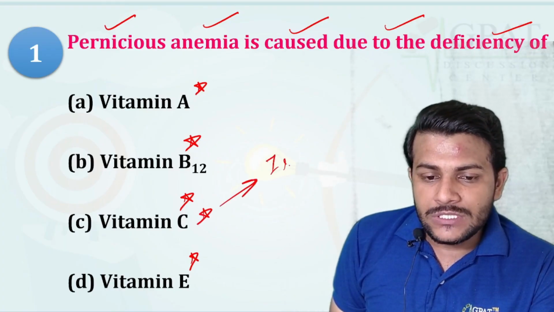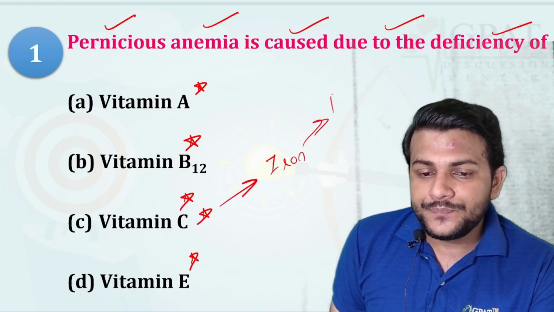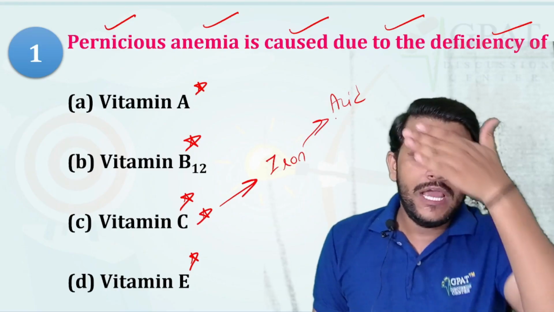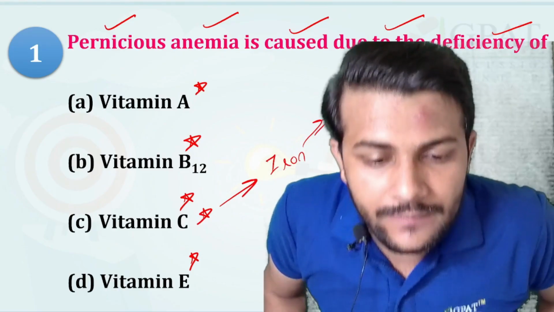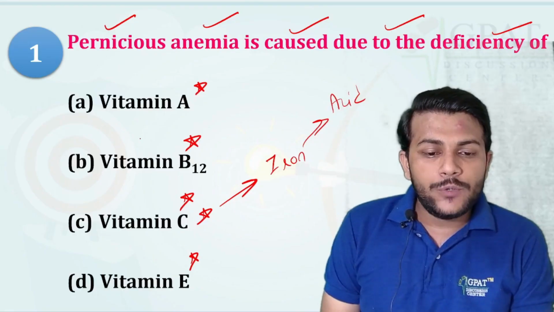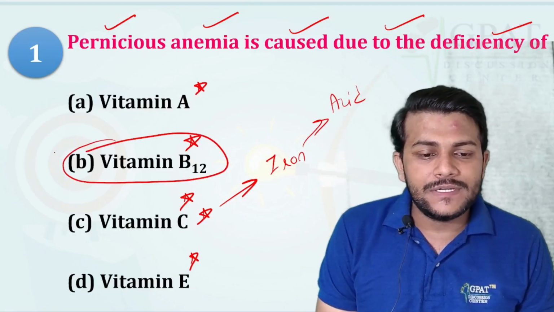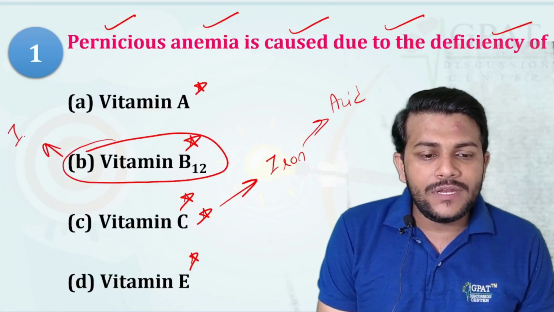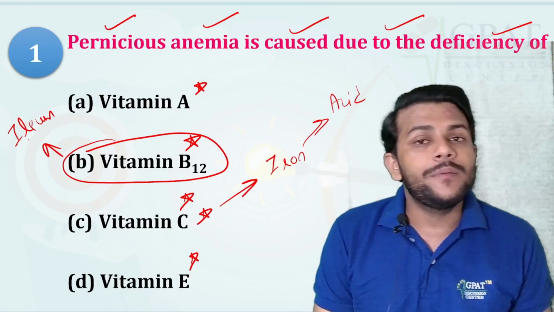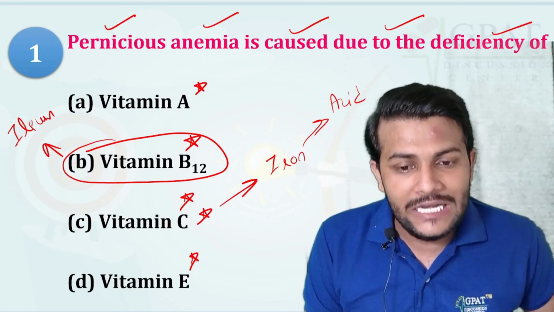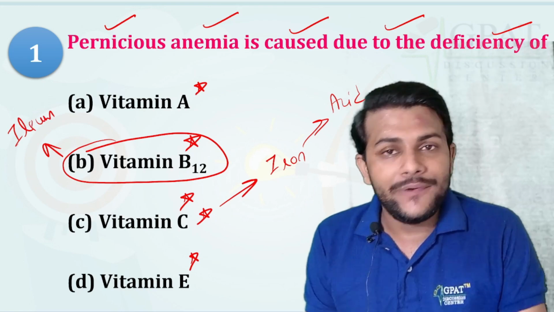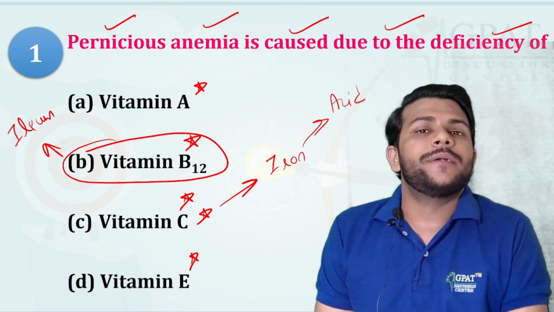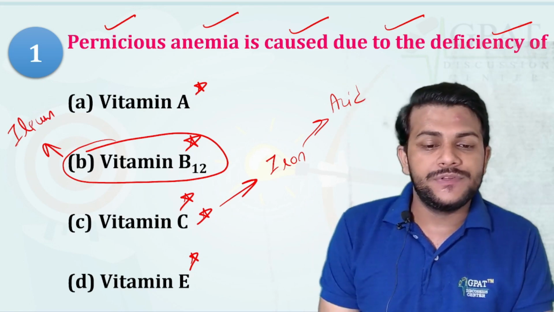For iron absorption, there is a requirement of acidic pH, and iron absorption takes place basically from the duodenum region, and vitamin B12 absorption is from the ileum region. Vitamin B12 is absorbed from the ileum, iron is absorbed from the duodenum, whereas folic acid is absorbed from the jejunum region.